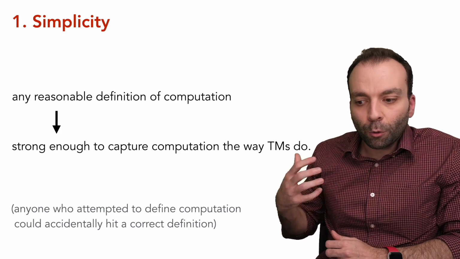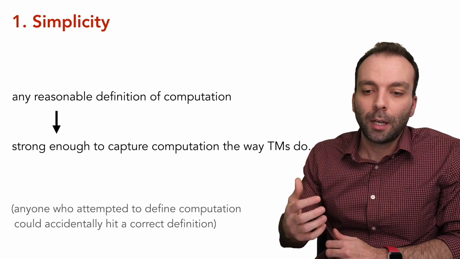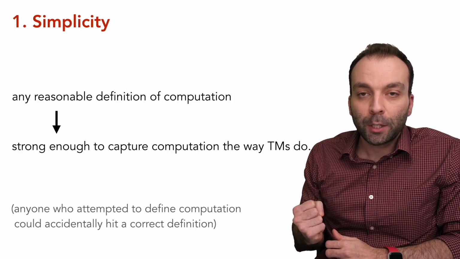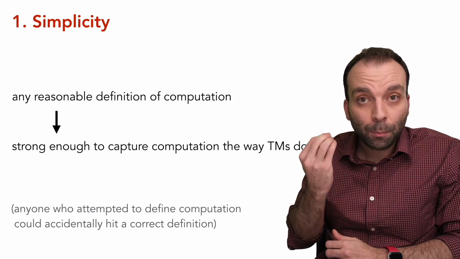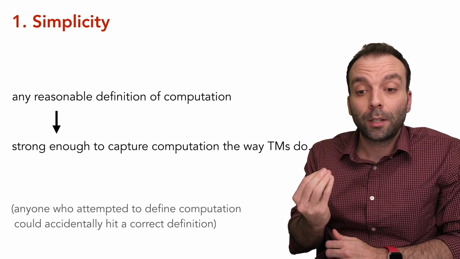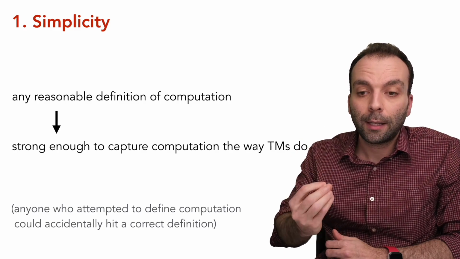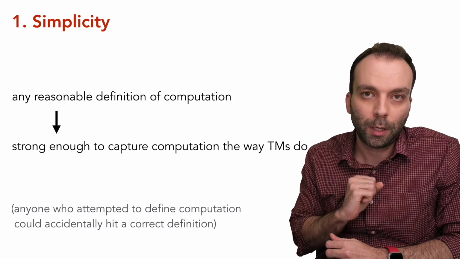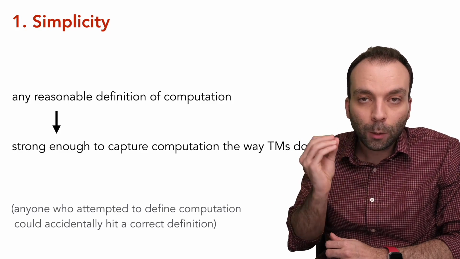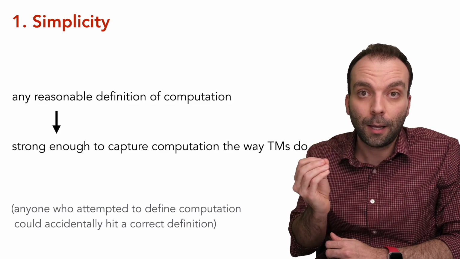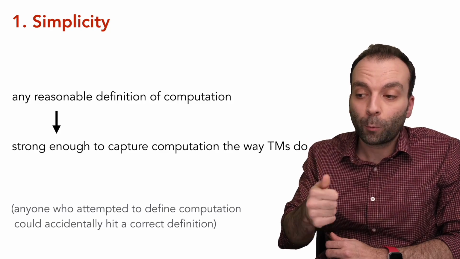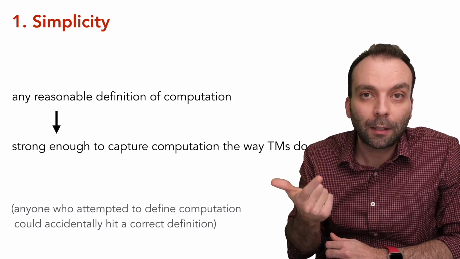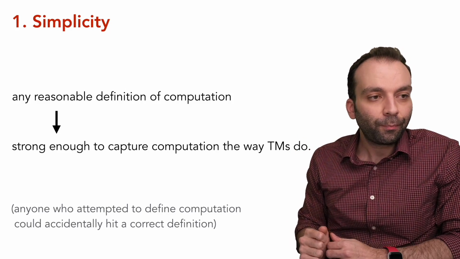So Turing's real contribution here is not that he was able to come up with the right definition, but that he was able to come up with the simplest definition that was convincing, right? That it was clear that it actually correctly captured computation. And that was what was important at the time. At the time, it was important that we had a very simple definition that convinced people that it was the right definition.